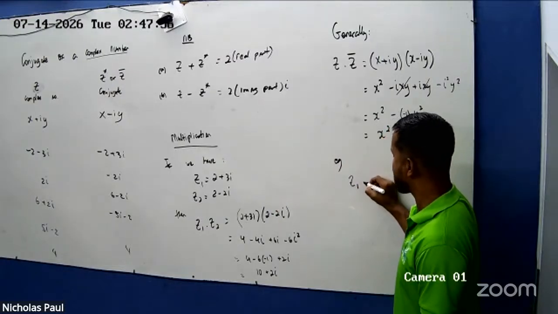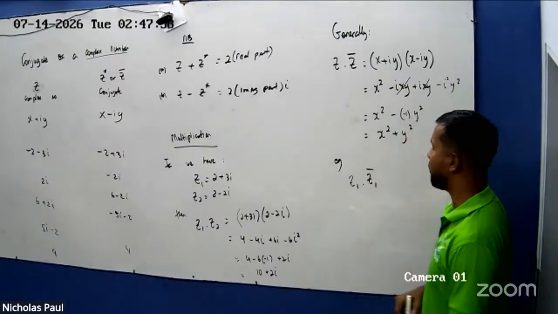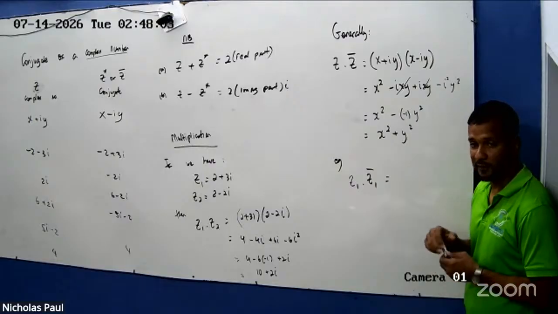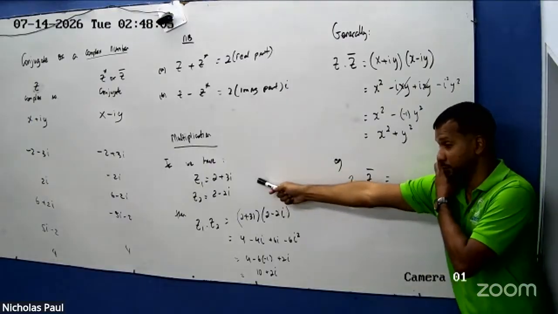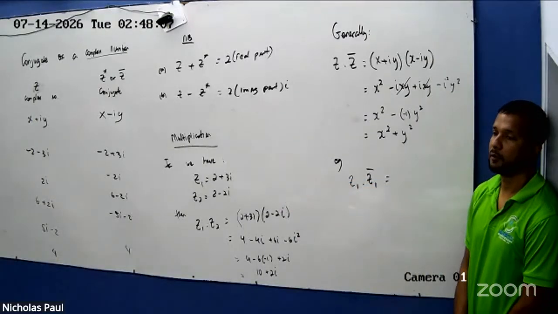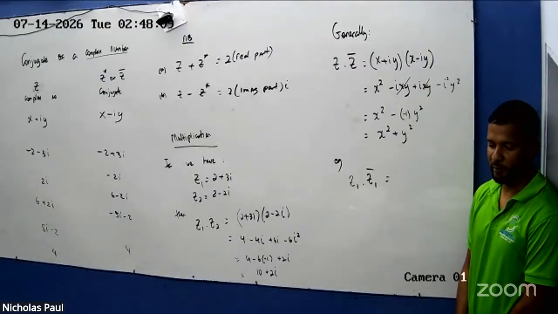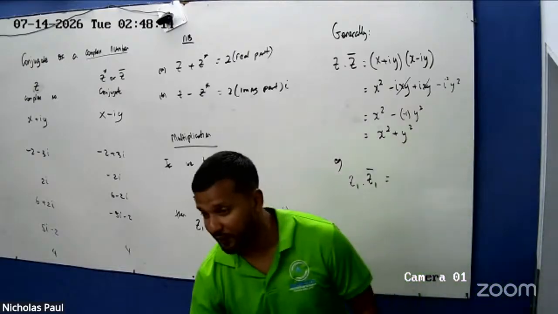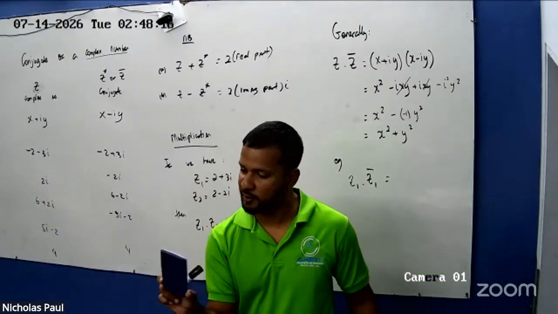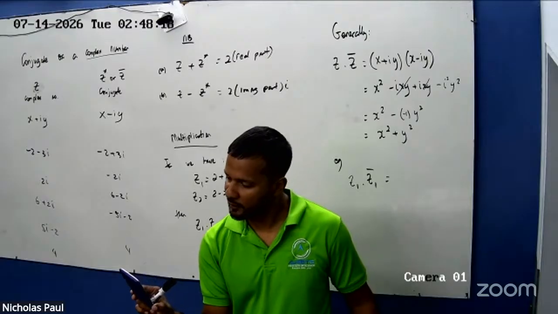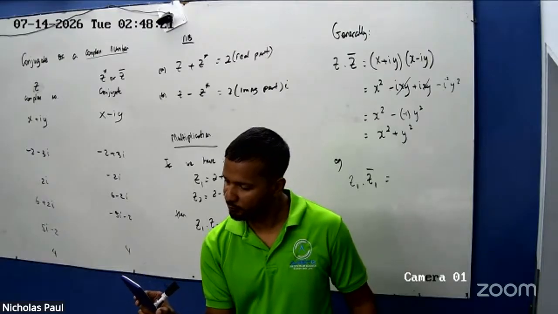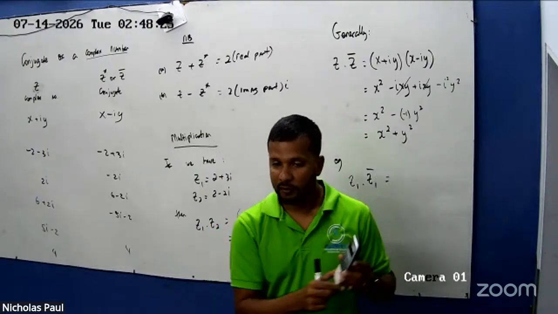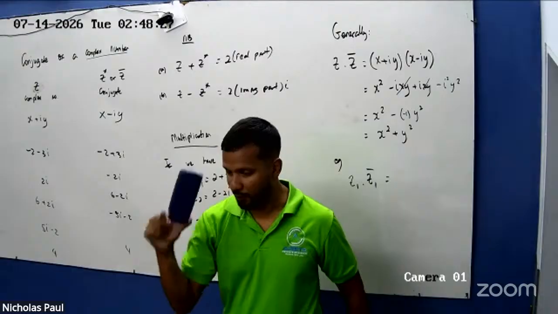z1 times z1 hat. Do that. Right? What is z1 times z1 hat? Look, z1 here, right? You can do that mentally, but you can do it the long way. Oh, by the way, you can put complex numbers in here, and you can just use imaginary i, right? The i is somewhere here, right? If you have to multiply or divide complex numbers, you can use a calculator.